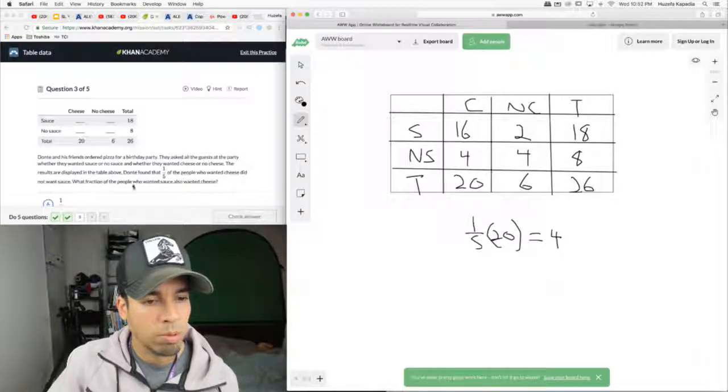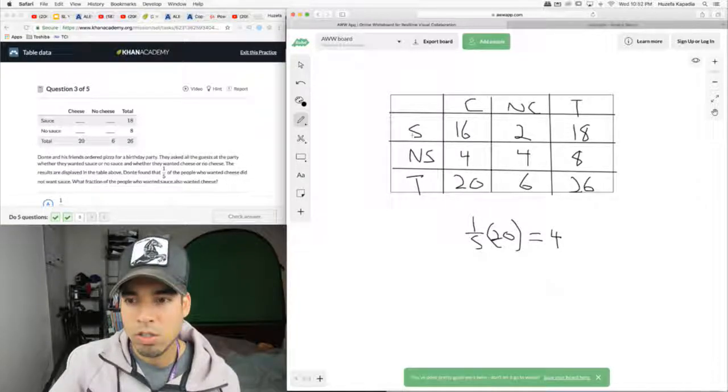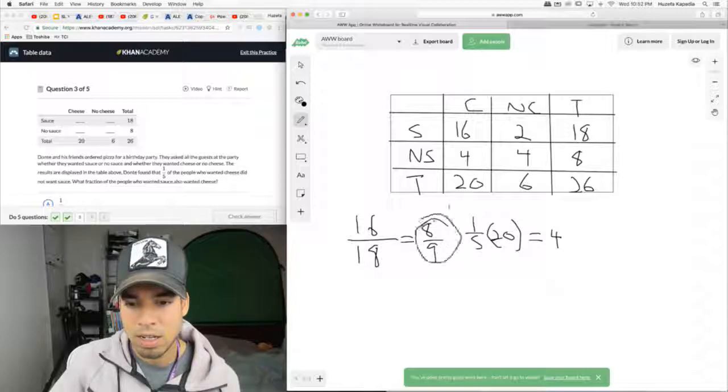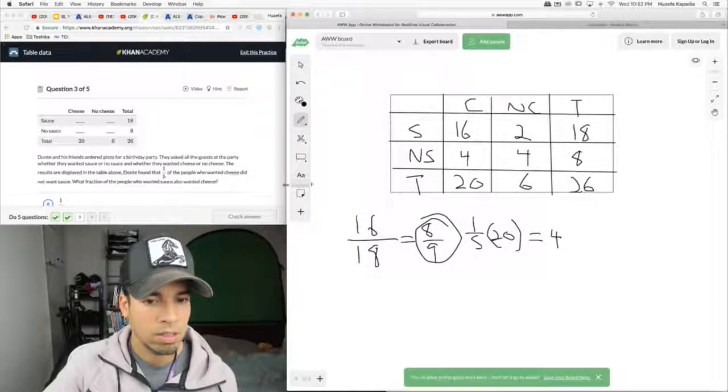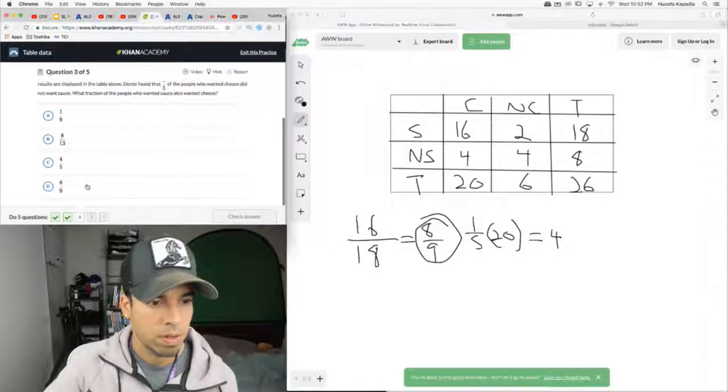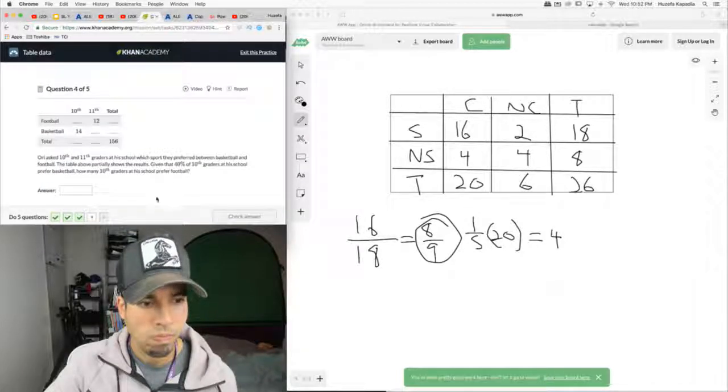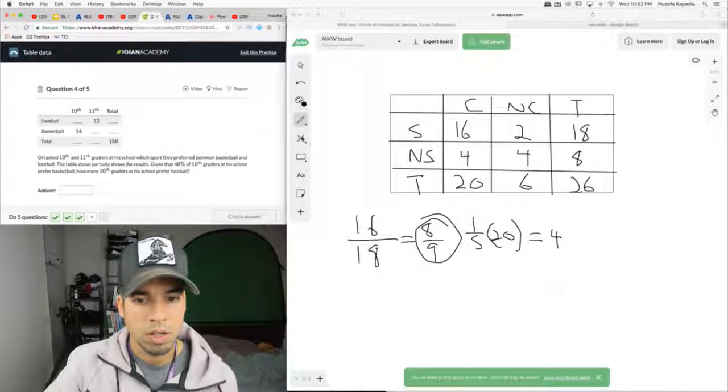But now here's the tricky part. What fraction of the people who wanted sauce, what fraction of this 18 also wanted cheese? It looks like 16. So 16 out of 18, which reduces to 8 out of 9. So that should be our answer. Let's see if that exists. There we go. So that should be right. All right. Next.